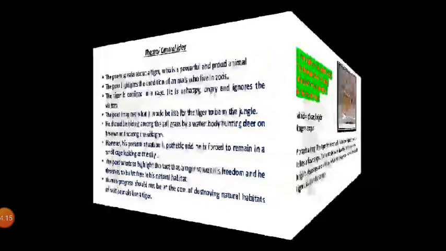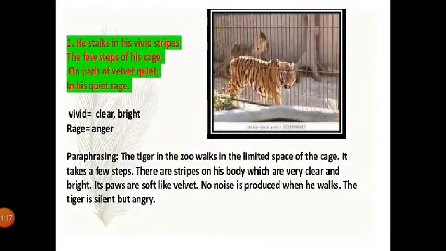So let's start the poem with the first stanza. He stalks in his vivid stripes the few steps of his cage, on pads of velvet quiet, in his quiet rage. The word vivid means clear or bright. Rage is used for anger.